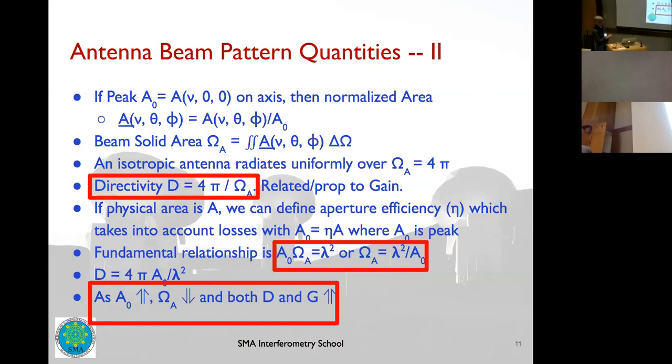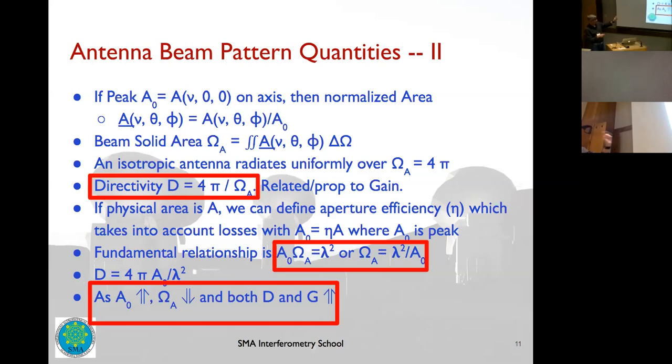One of the things is we want to compare it to an isotropic antenna. An isotropic antenna is one which radiates uniformly in all directions, over the surface of a sphere, which has a solid angle of 4 pi. So we can define a quantity called directivity, which is related to gain, which is essentially 4 pi over omega A, where omega A is your beam solid angle. Therefore, the narrower your beam, the higher the directivity or the gain that you have.